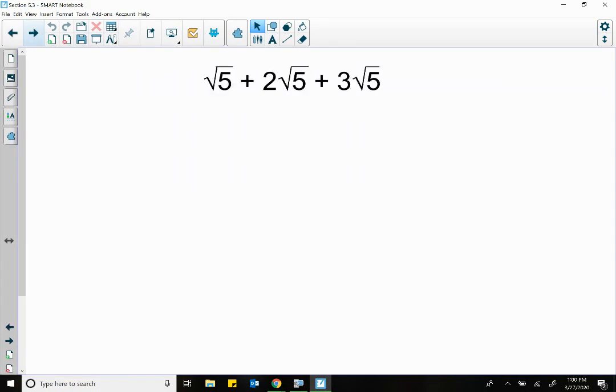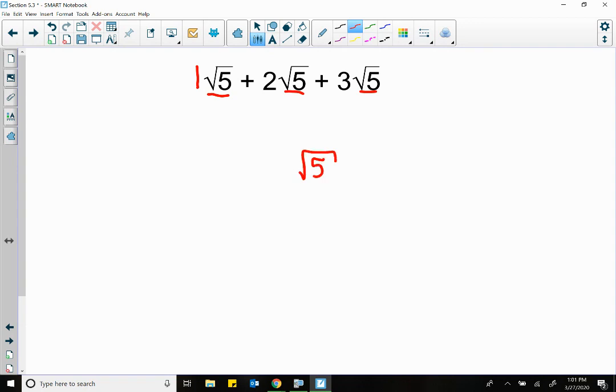All right. So in this example, notice all of my radicals are the same. Square root of 5, square root of 5, square root of 5. Since all of these are the same, we can put them together. So what do I get when I add all these up? Now remember that there is an invisible 1. If you have a radical without a number in front of it, it really does have a number there. It's an invisible 1. So what do I get when I combine all these?